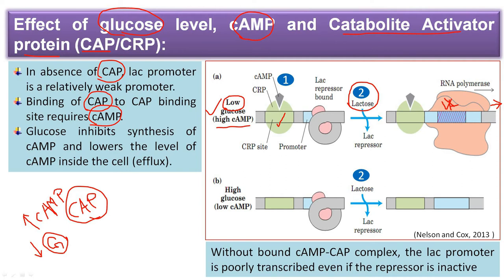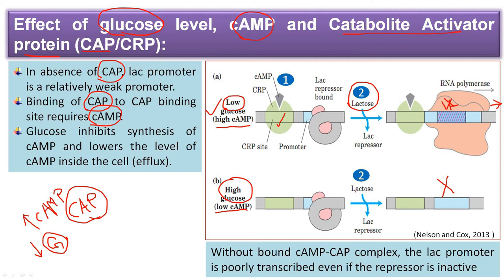Now move to the second case. Here there is a high level of glucose, and because of this there will be a low level of cyclic AMP, and since there is a low level of cyclic AMP, the CAP and cAMP complex will not form, and in the absence of this complex the RNA polymerase will not be able to bind to the promoter site. So here the first condition is not fulfilled. RNA polymerase will not bind to the promoter efficiently because the cyclic AMP is low.